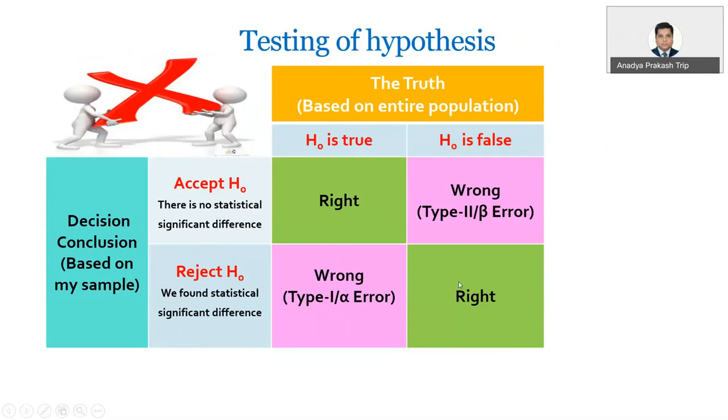In population it is false. From our sample also it is saying false. Here also, right, correct decision. But if the population is true and the sample is saying false, then there is an error happening. If the population is saying false and the sample is saying true, there is an error happening. And there are basically two types of error existing. So we will keep that in mind and proceed further.